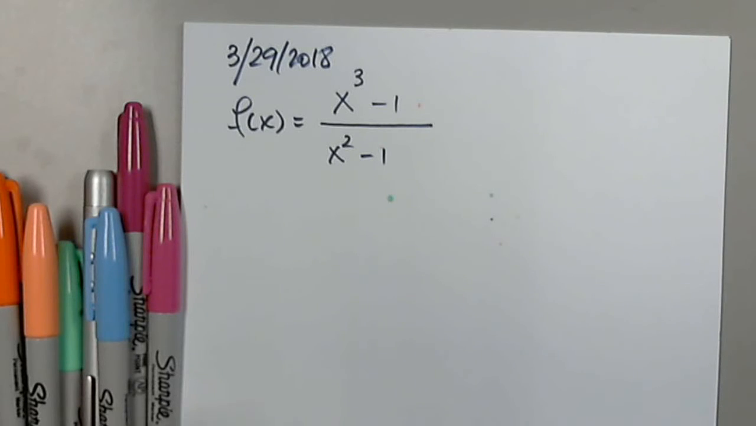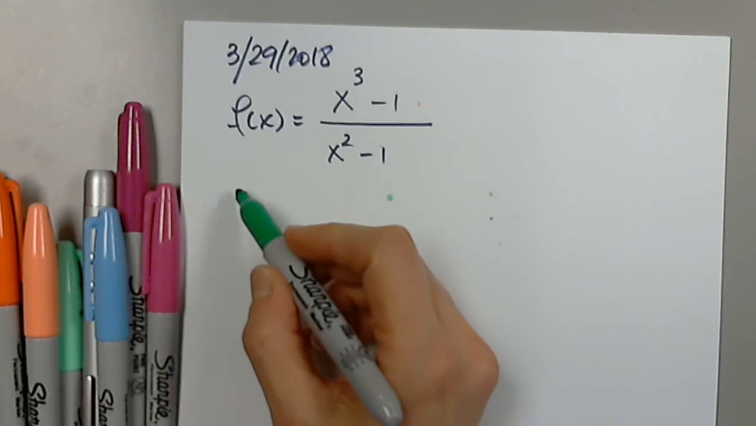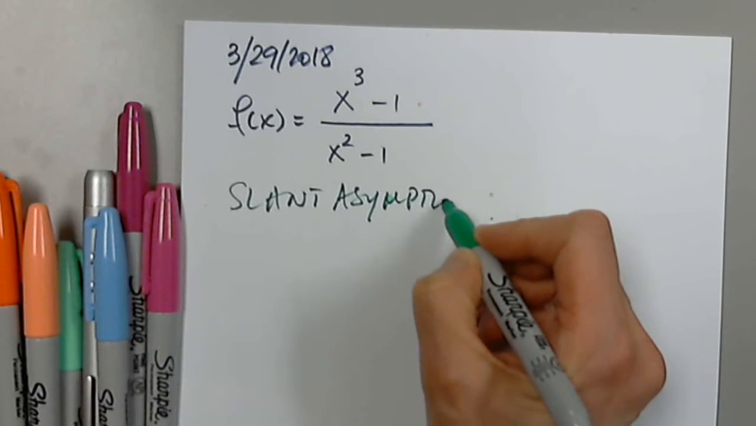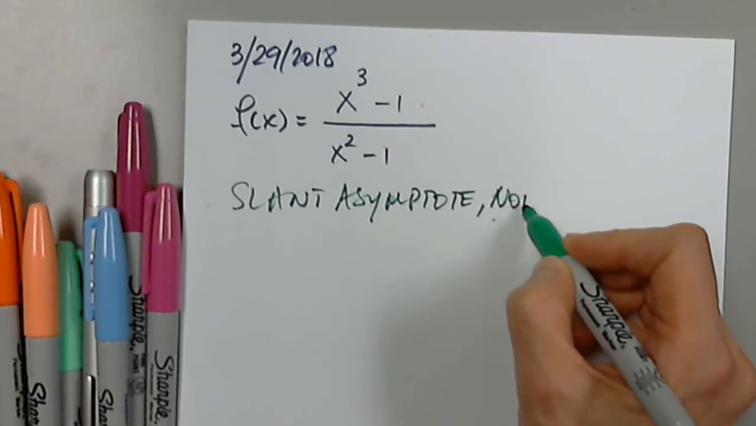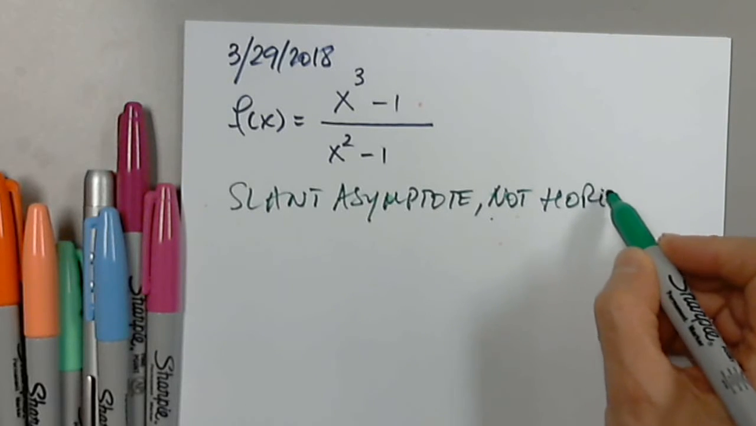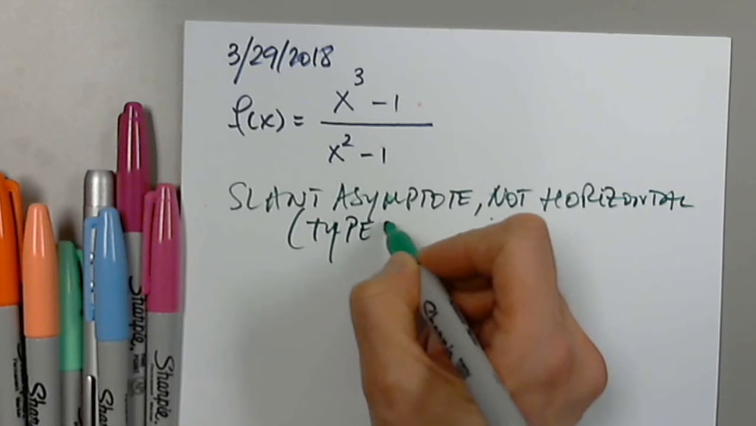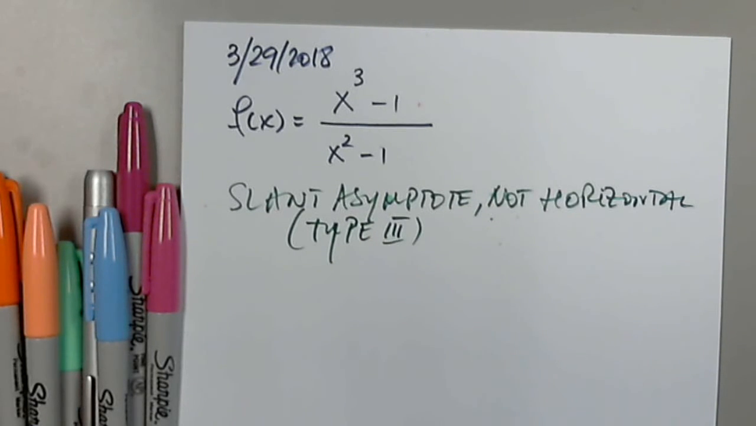Perfect. Okay. So do I know then for sure from the very beginning that this function has or does not have a horizontal asymptote? I wouldn't say so. Horizontal, no. Slant, yes, definitely. Not horizontal, because it's type 3. Very good. Okay, what will you do next?